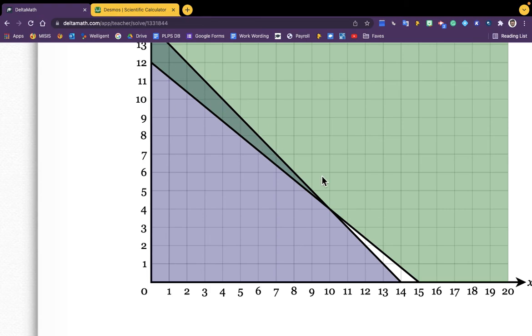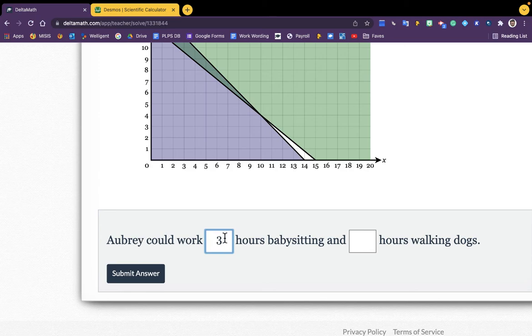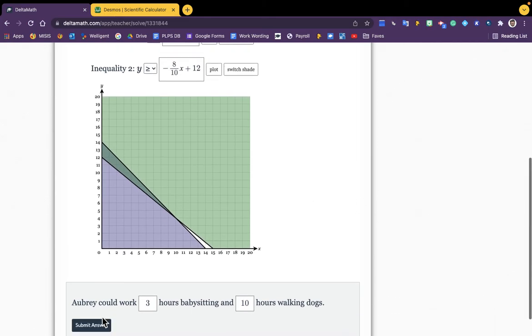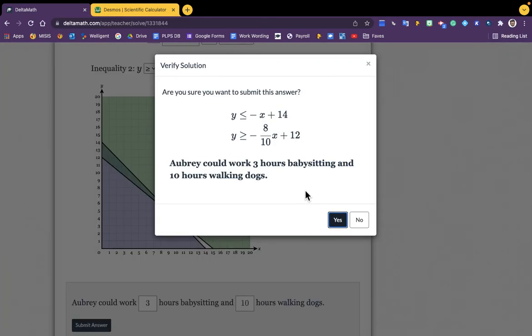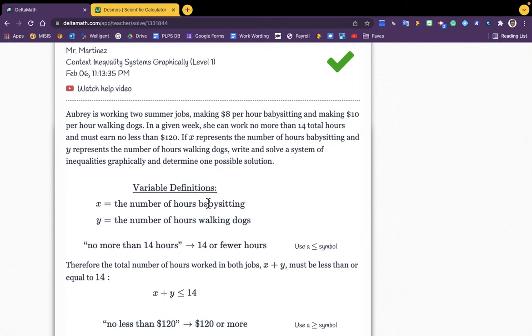So I can choose either one. I'm going to go with the 3 here. 3 hours babysitting, 10 hours walking dogs. So let's see if that works. Submit my answer. I'm going to hit yes. And look at that. Perfect.